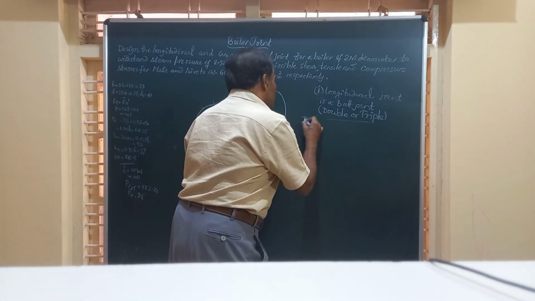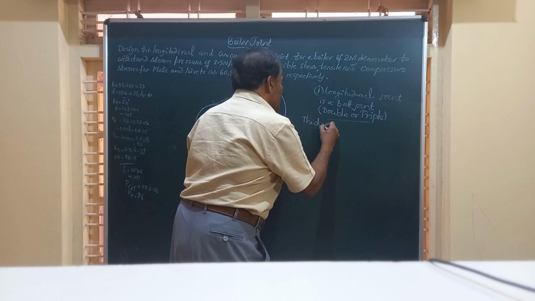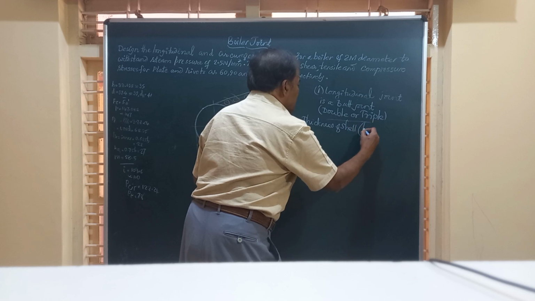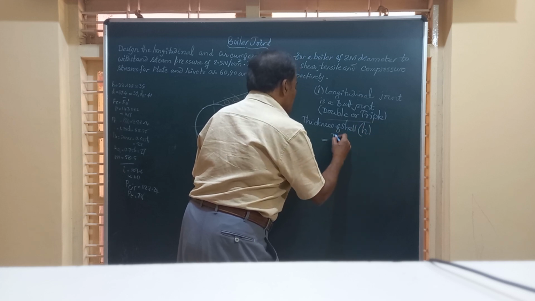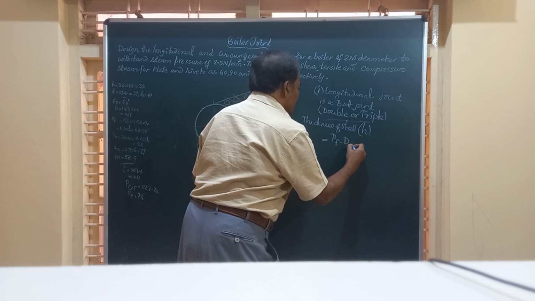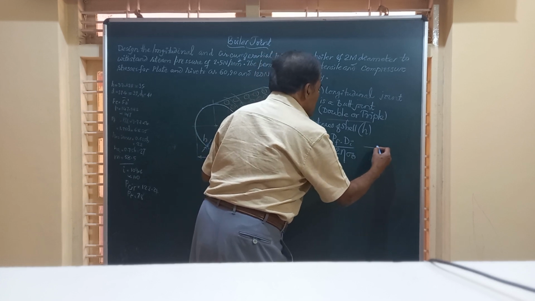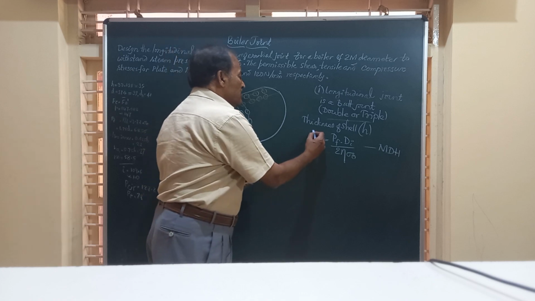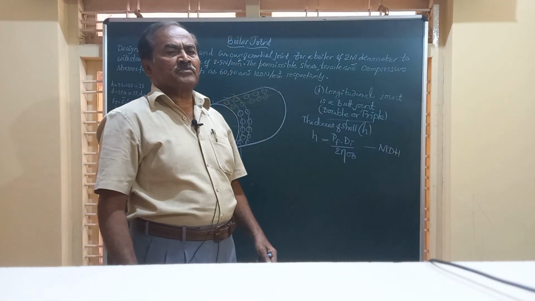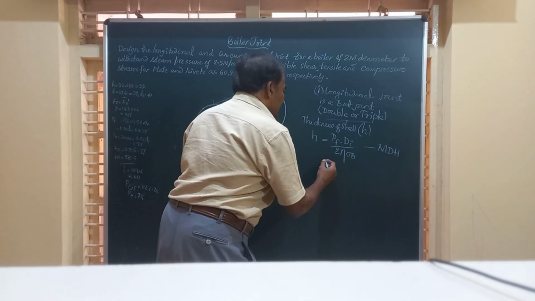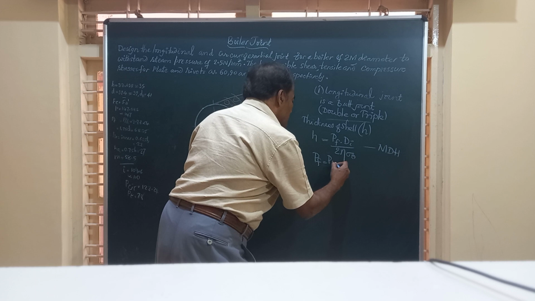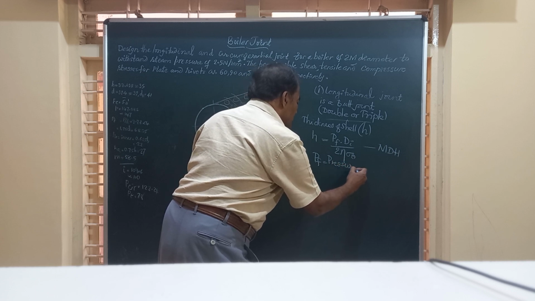The thickness of the shell, represented by H, is given by the formula H = P di / (2 eta sigma theta). This is given in the machine design handbook. This is the formula to find the thickness of the shell. Here P stands for the pressure inside the shell, which will always be given in the question.